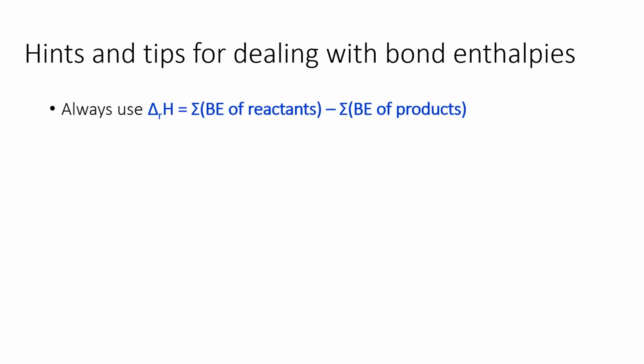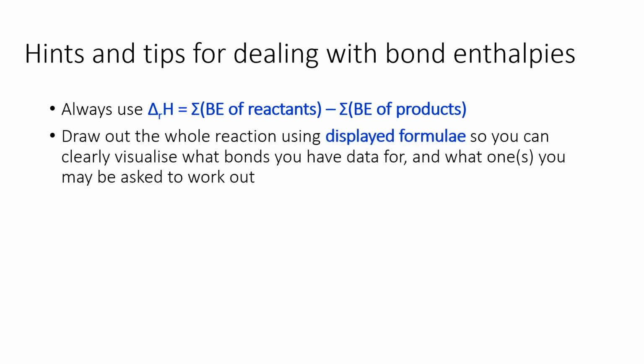I'd always recommend using this equation: delta RH equals the total bond enthalpy of reactants, and take away from that the total bond enthalpy of products. So to be able to know what bond enthalpies we're dealing with and how many of each, it's always a good idea also to draw out the whole reaction using displayed formulae so you can visualize the bonds you're looking at.